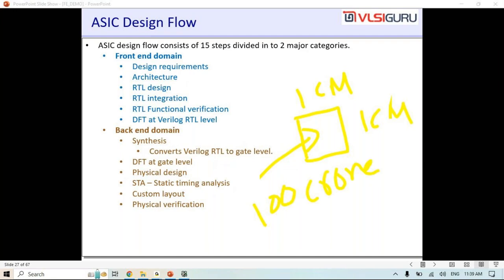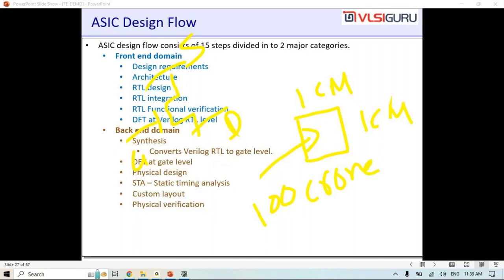100 crore. 1 billion means 100 crore. Each transistor requires at minimum what? Source and ground. Source, you know, right, how a transistor looks like? Source, drain, gate.